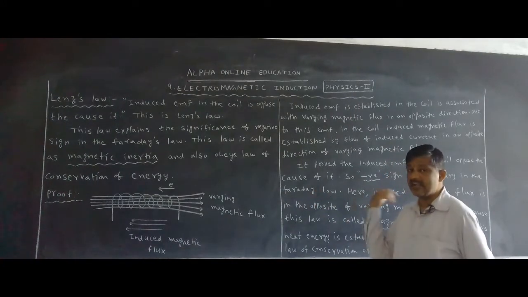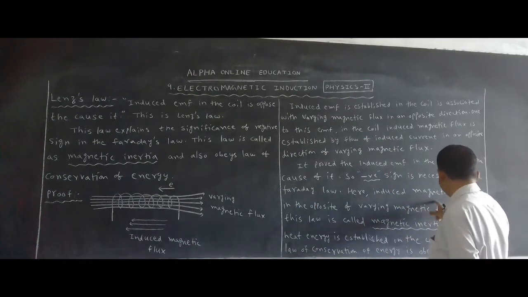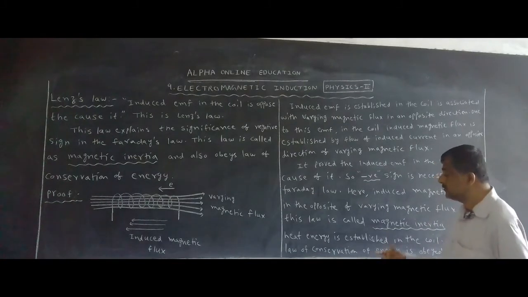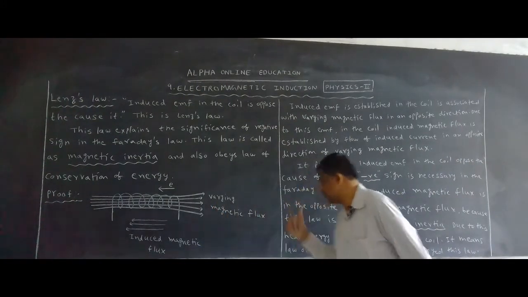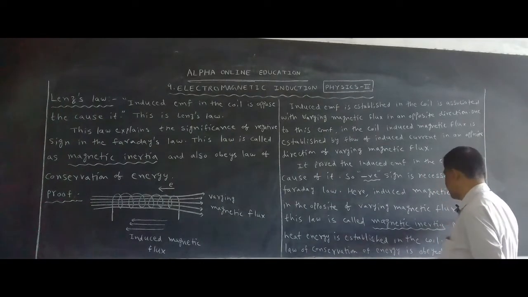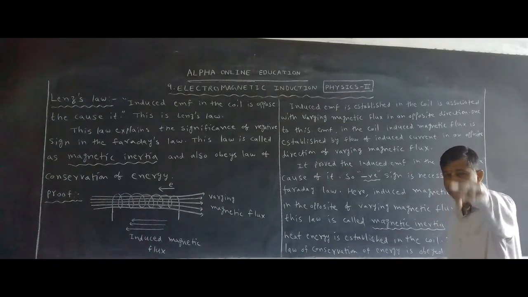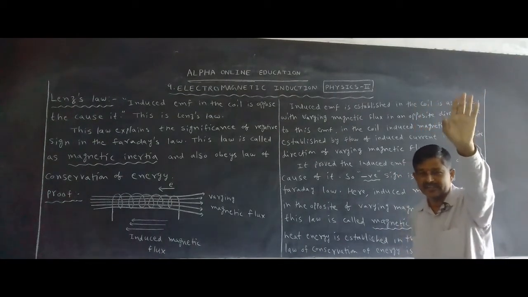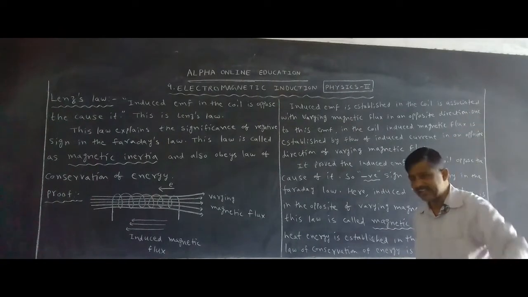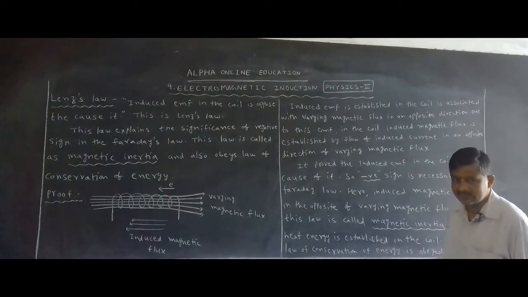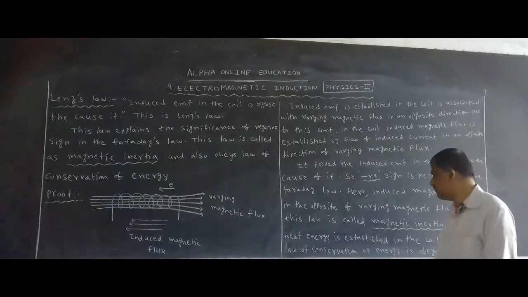Why is the negative sign necessary? Because induced magnetic flux is in the opposite direction of varying magnetic flux, since this law is called magnetic inertia. Inertia means opposing. We studied this in first year, in Newton's laws of motion: inertia of rest, inertia of motion, inertia of direction. Inertia means opposing. Here the magnetic field is opposed by a magnetic field, meaning varying magnetic flux is opposed by induced magnetic flux.